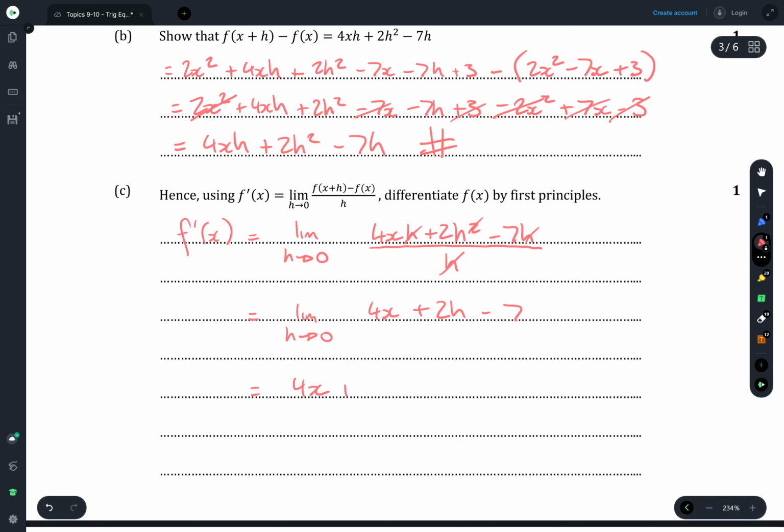So this will equal 4x plus 2 times 0 minus 7. 2 times 0 just goes away, which equals 4x minus 7. And that is the derivative. And that's differentiated by first principles.